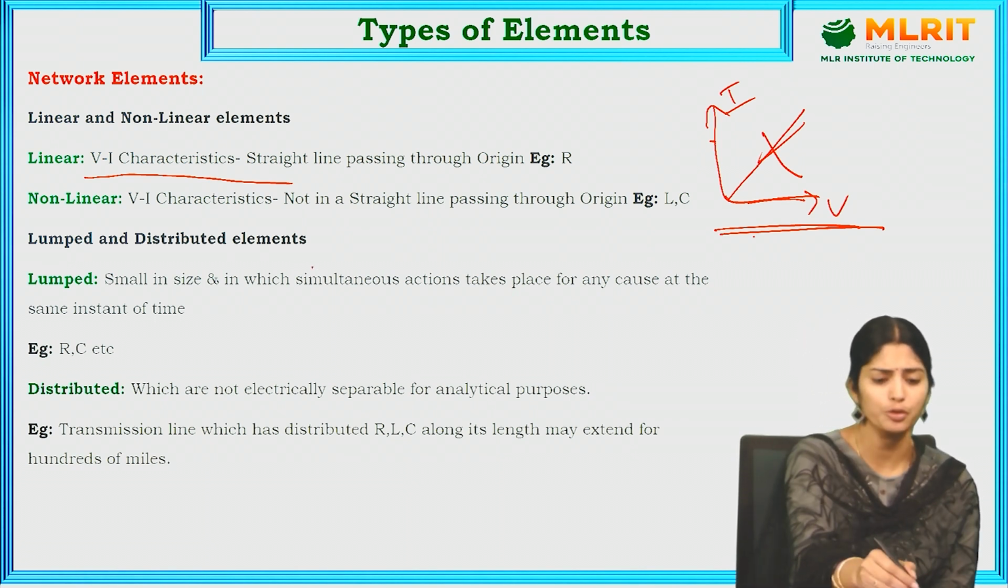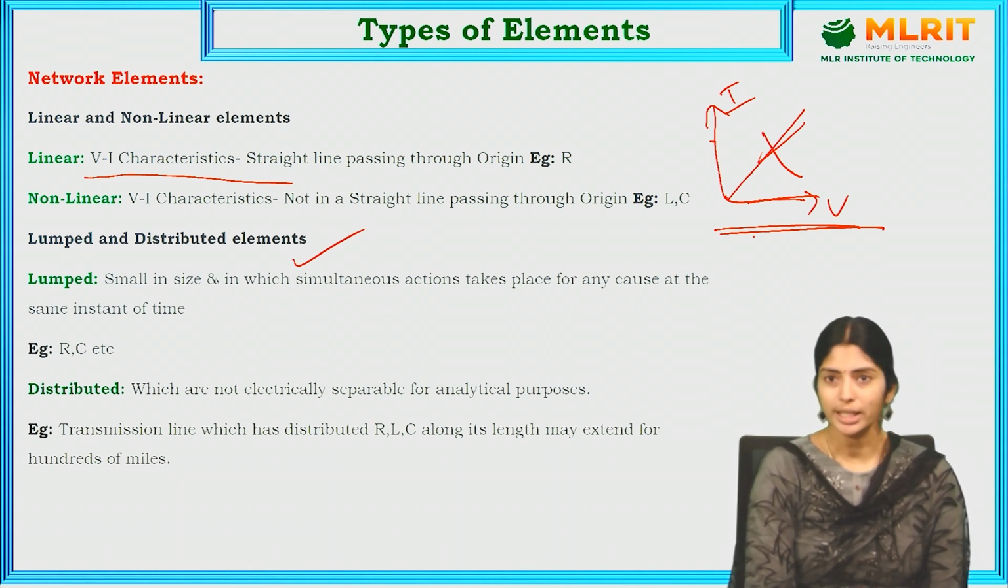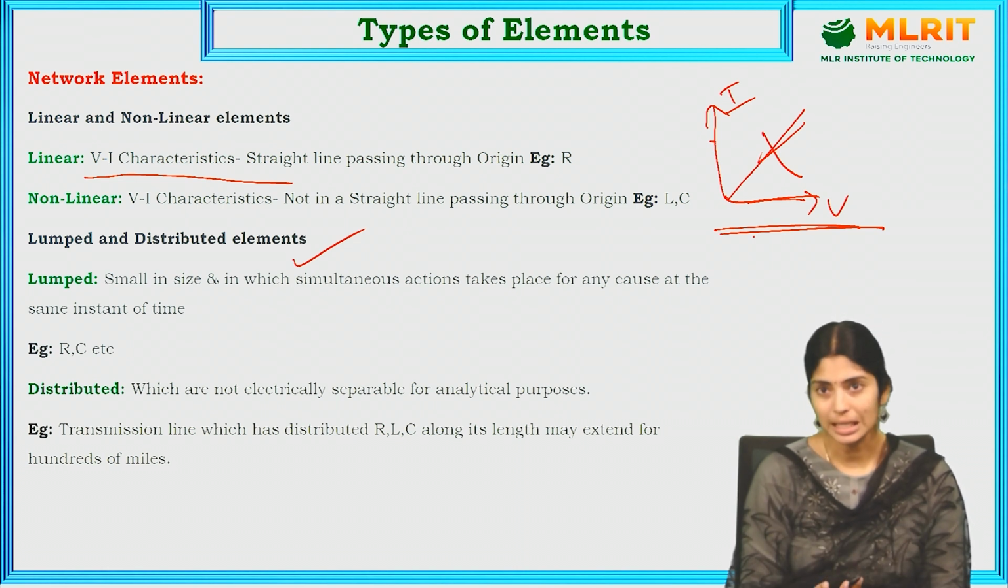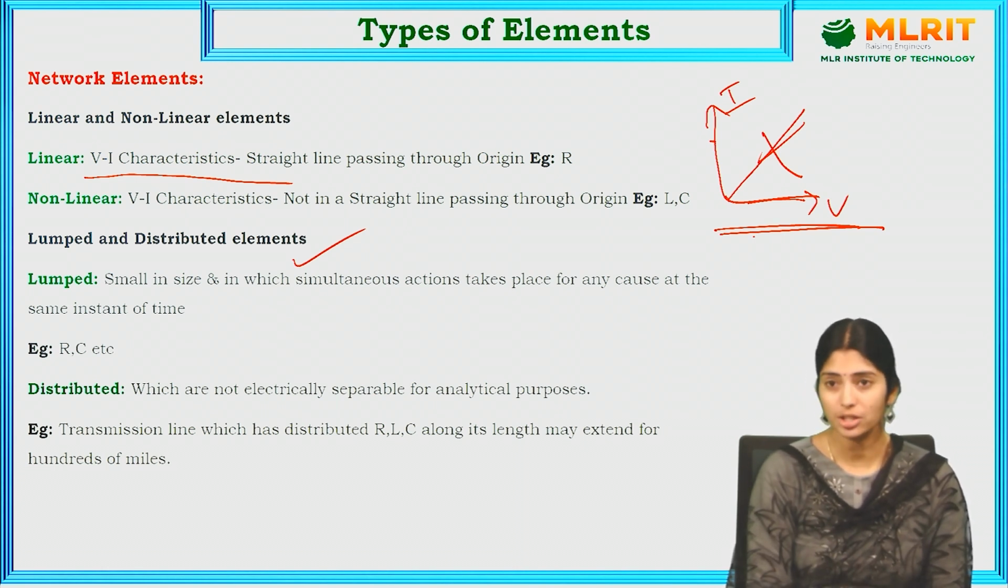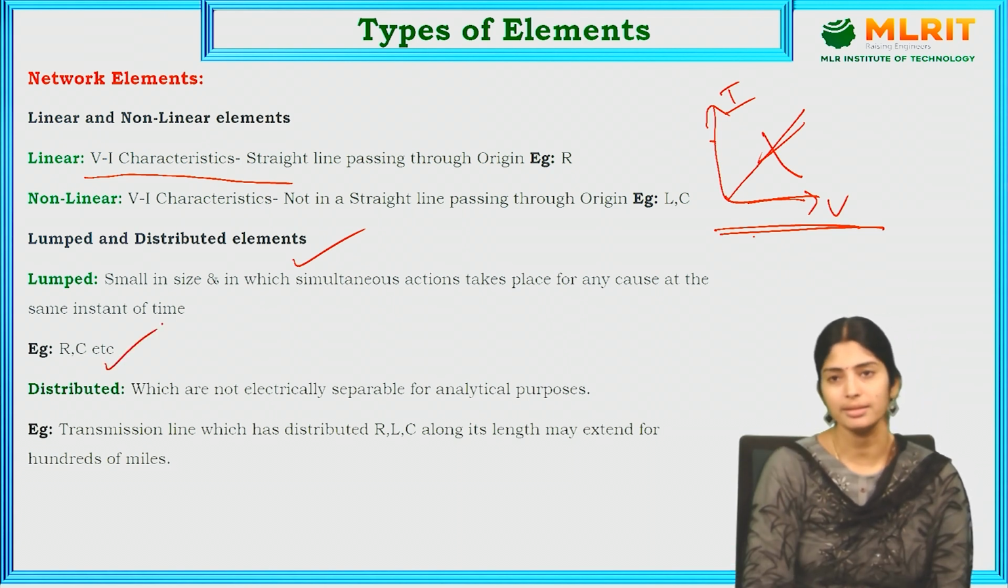Next, coming to the fourth type of elements, lumped and distributed elements. So what are lumped elements? Lumped elements are very small in size, and simultaneous actions can take place at the same instant of time. Such elements are called lumped elements. Examples of lumped elements are resistors, capacitors, etc.